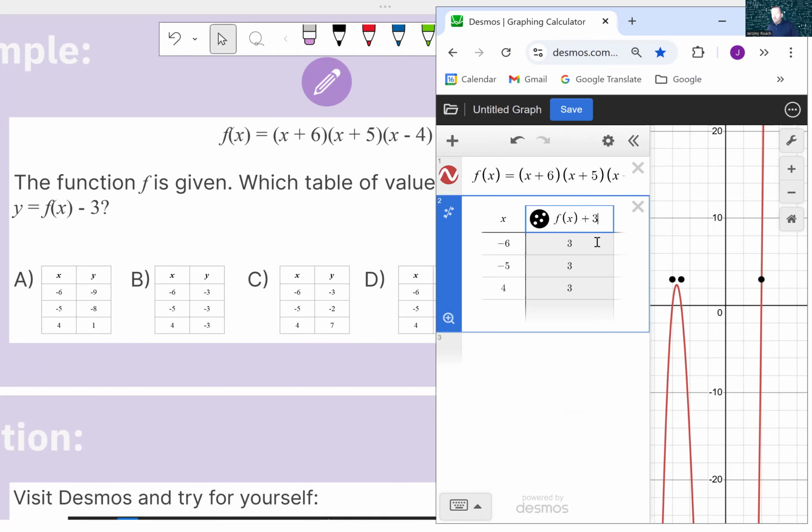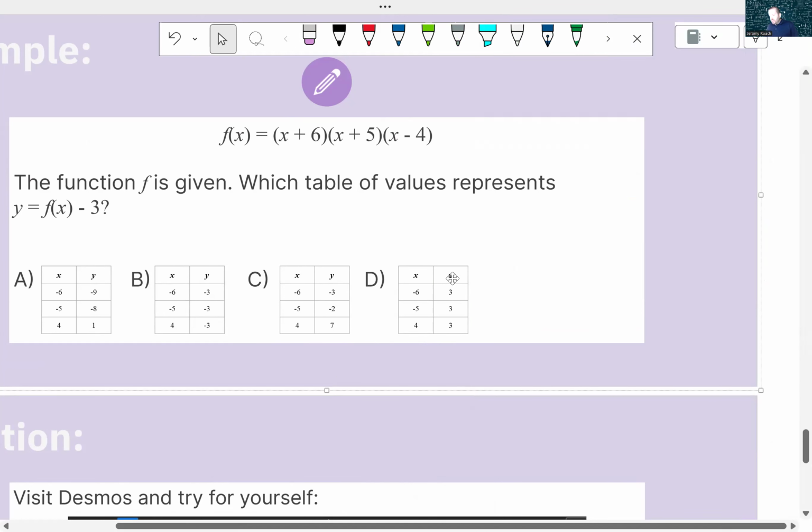And that just means whatever this is, we're adding 3 to it. These are all 0, so we're going to add 3 to them, and it's just going to be 3, 3, 3. But you can also type plus 3 there for f of x plus 3 to get those 3's. So that one's going to be answer choice D.